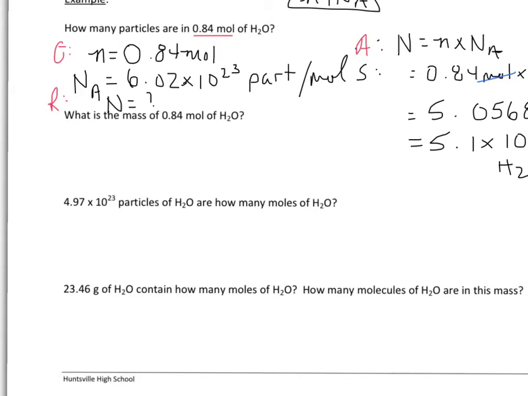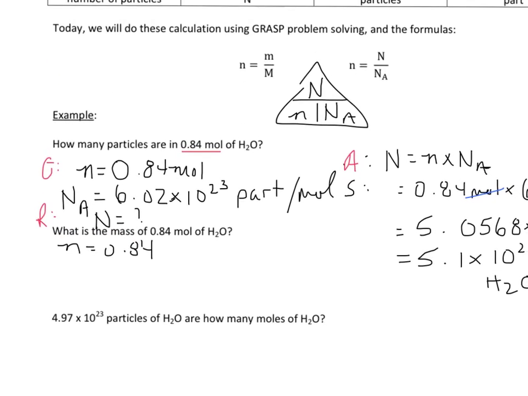So here we've got 0.84 moles again, so n is still 0.84. But what's important here is to look at what we're being asked, and in the question you're being asked what is the mass. So when I see something like this, I think in my head, what of my 2 formulas do I have uses mass? Both of them use mass.